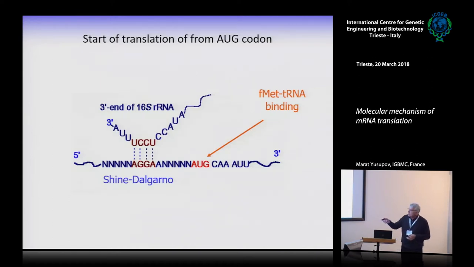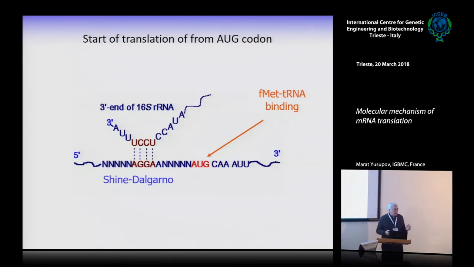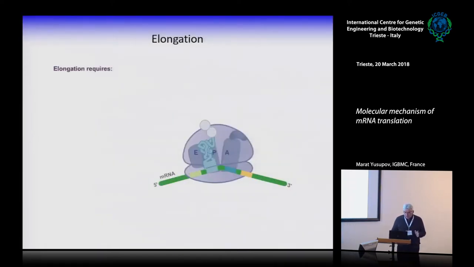This Shine-Dalgarno sequence can form a duplex with the 3' end of the 16S ribosomal RNA, which always has a strong position. Like that, messenger RNA forms the duplex, and the orientation of this messenger RNA will be correct for binding of fMet tRNA, and the AUG codon with fMet tRNA will be in the P site. Otherwise, as you can imagine, if we have a shift in one or two directions, we will have a nonsense peptide synthesized by the ribosome just by shifting of the frame. That was important.